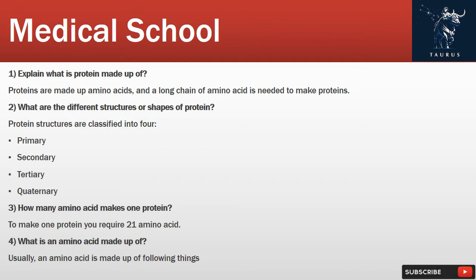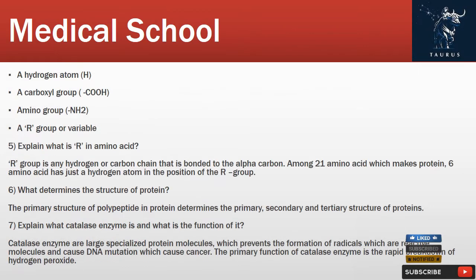4. What is an amino acid made up of? Usually, an amino acid is made up of the following things: a hydrogen atom, H, a carboxyl group, COOH, an amino group, NH2, and an R group, or variable.